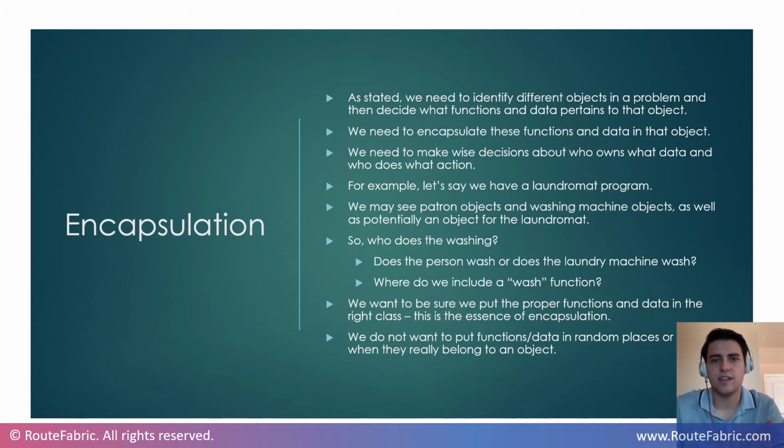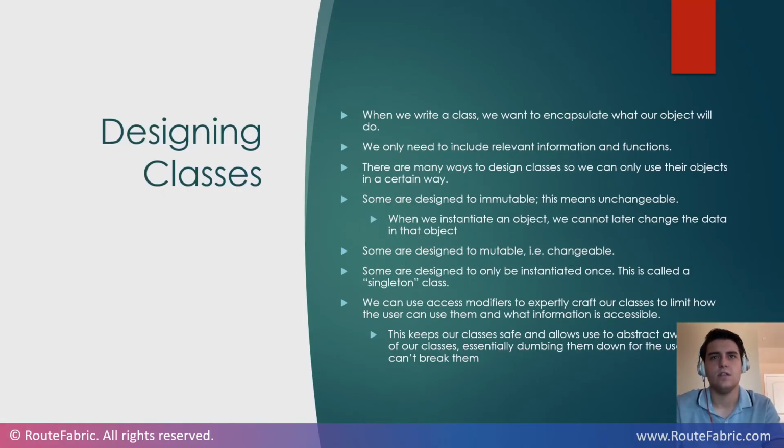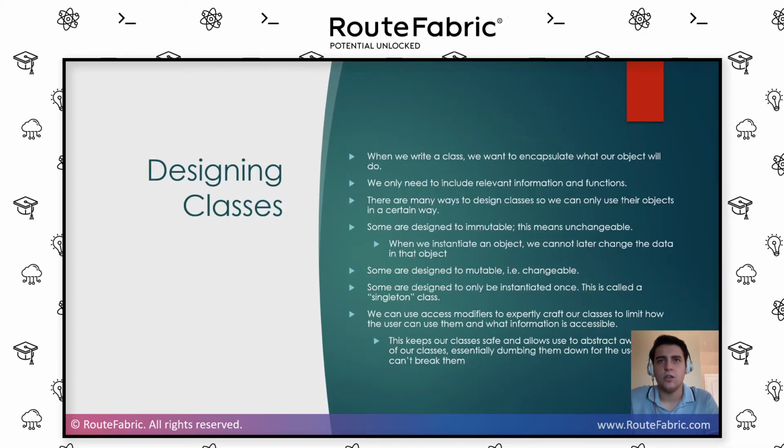So as I just stated, we don't want to put functions and data in random places or in main when they really belong to an object. All right. So designing classes. When we write a class, we want to encapsulate what our objects will do. Keep in mind, we only need to include relevant information and functions. So if something is not relevant to our specific program, if we don't need that functionality yet or ever, don't include it. We just don't need to include extra code that we don't need.